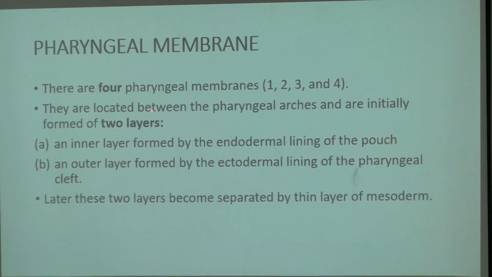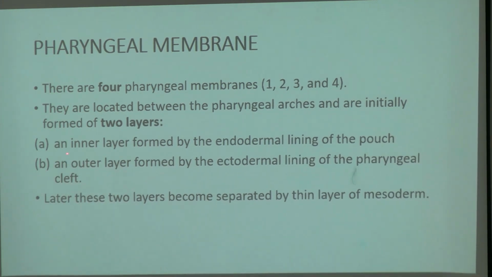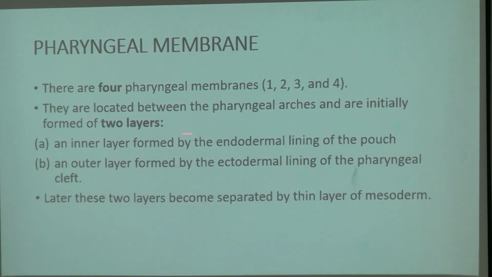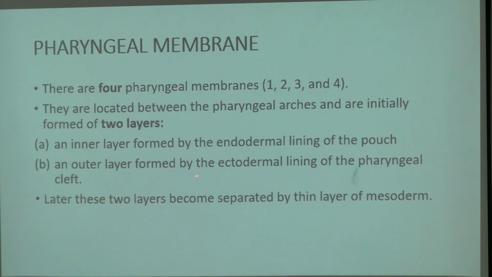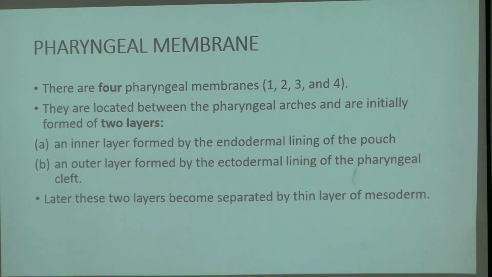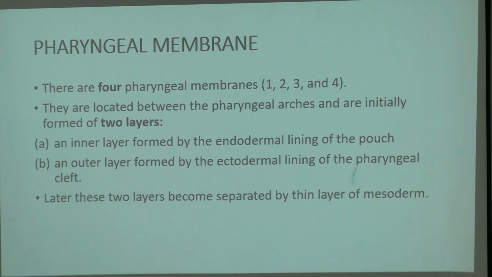They are located between the pharyngeal arches and are initially formed of 2 layers. The first layer, or the inner layer, is formed by the endodermal lining of the pouch and an outer layer formed by the ectodermal lining of the pharyngeal cleft. Later, these 2 layers become separated by a thin layer of mesoderm. So, what did you understand?